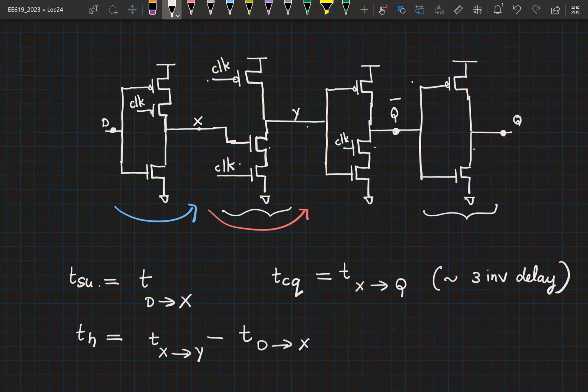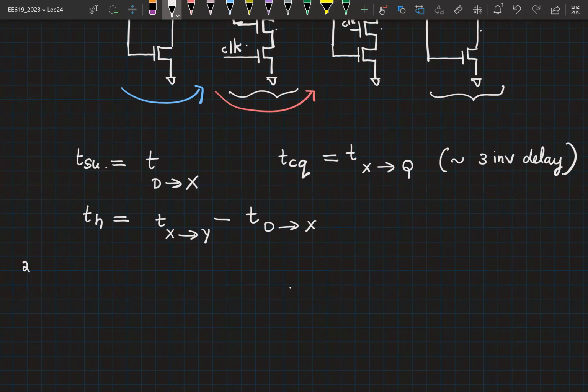And of course, one final homework. This is 24.1. Implement a negative edge triggered flip-flop in the above fashion. So this is also a TSPC dynamic flip-flop, just a different version.